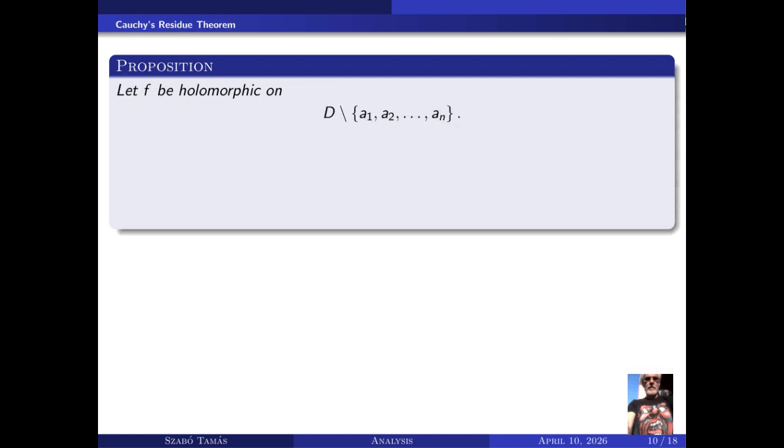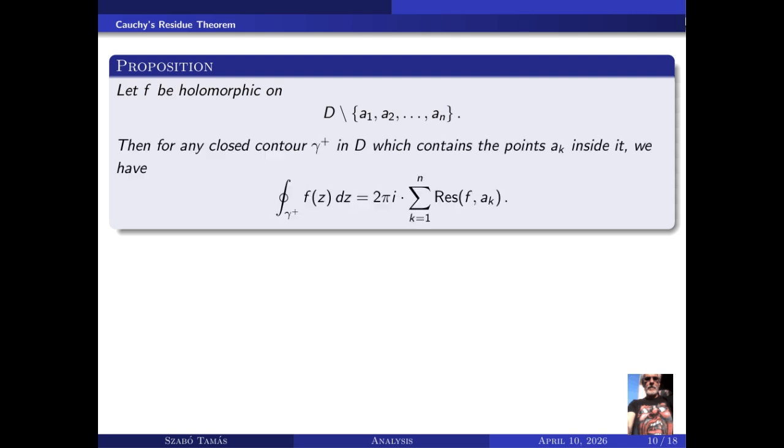Cauchy's residue theorem. Let f be holomorphic on D minus the set of points a_1, a_2, up to a_n. Then, for any closed contour γ^+ in D which contains the points a_1 through a_n inside it, we have the contour integral over γ^+ of f(z) dz equals 2πi times the sum from k = 1 to n of Res(f, a_k).